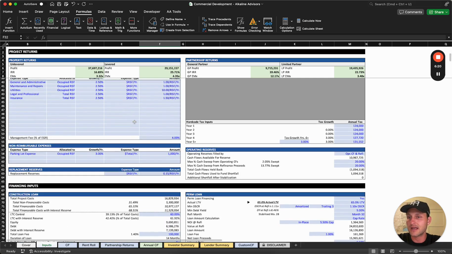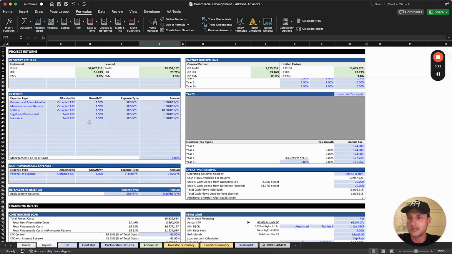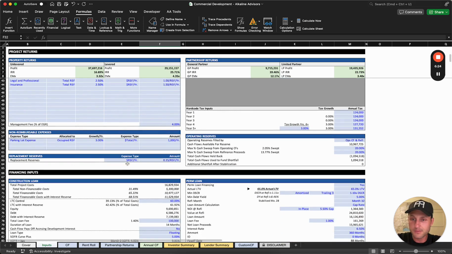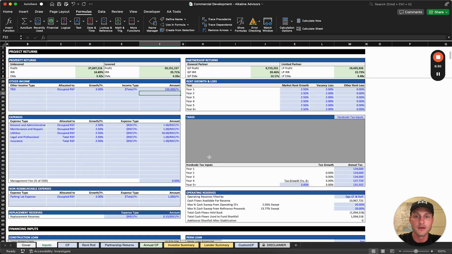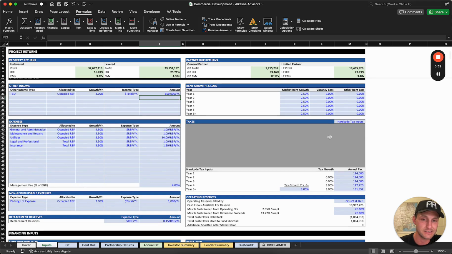Non-reimbursable expenses, again, situated similarly to the expense section. Then we have replacement reserves. You can choose, are we doing dollar per rentable square foot per year or total per year? And then what does that look like? And then we have taxes. Taxes are done pretty uniquely here. We've given you two options to analyze taxes.